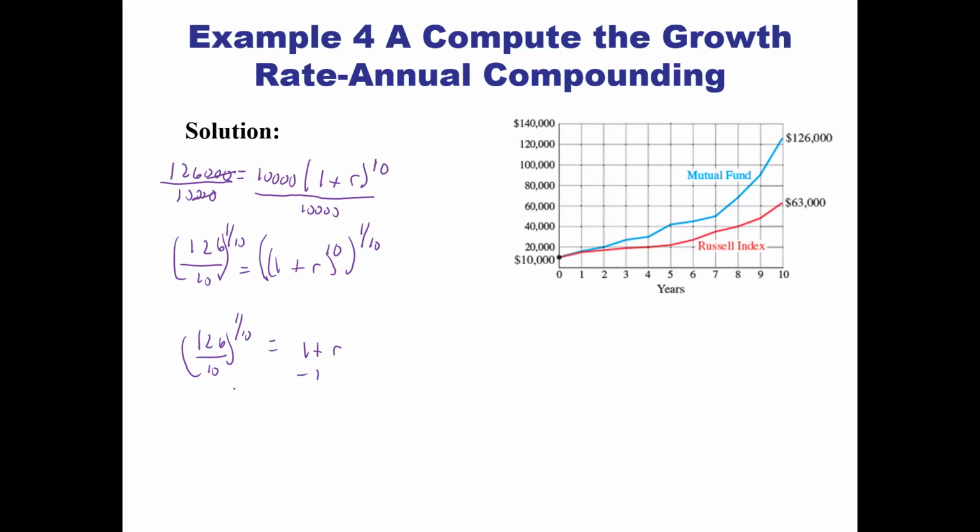Solving for R, we subtract 1 from both sides. So R is just 126 over 10 to the 1/10 minus 1. So that's what we're going to have to type into our calculator. And so let's go do that now and see what we get.